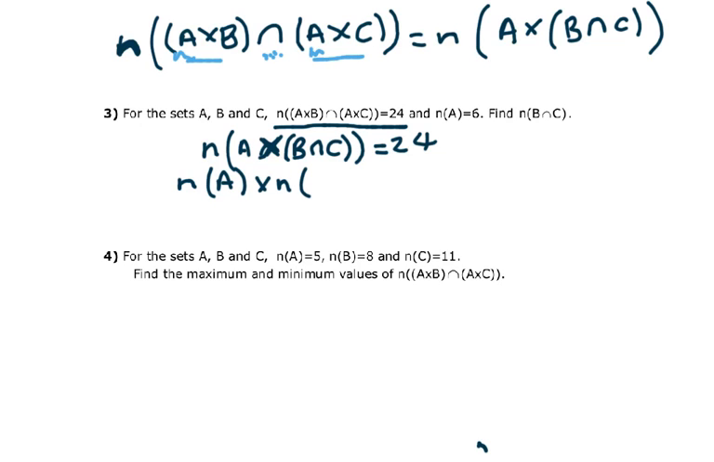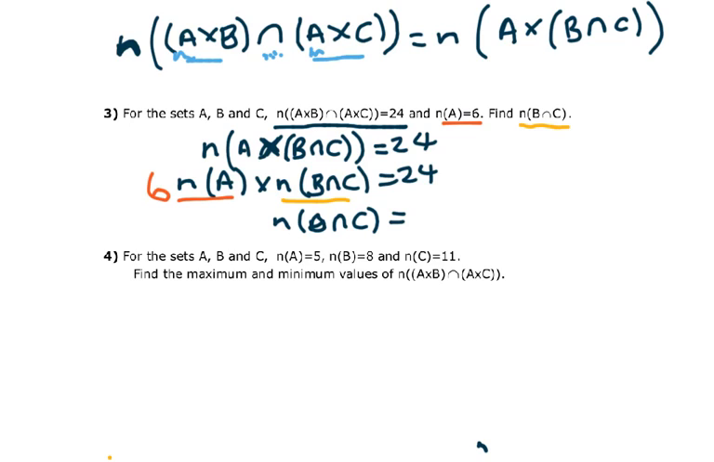So it's the number of elements in A times the number of elements in the other set, which is B intersection C. We're told also that the number of elements in A is 6. So that's just going to be 6 here. And if we want to find the number of elements in B intersection C, to find that, we'll just have to divide by 6. So the number of elements in B intersection C is going to be 24 divided by 6, which is 4. So you can see how we use this important idea.